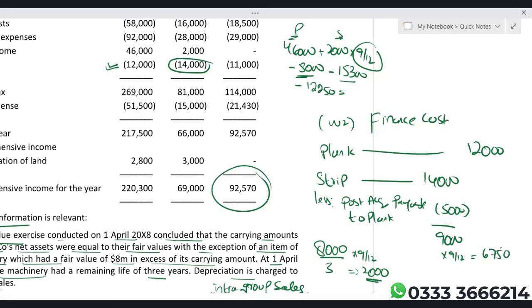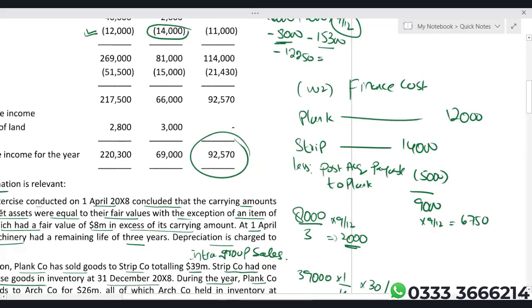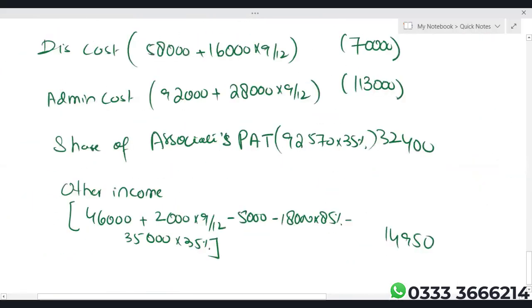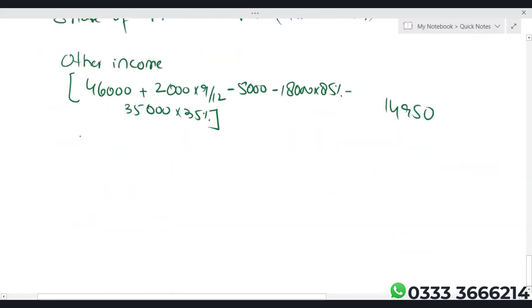So we can say that 9,000 is the amount which accrues evenly throughout the year. But out of 14,000, the 5,000 does not accrue evenly throughout the year. It has come in the post-acquisition period. So 6,750 plus 12,000, I'm getting 18,750. So basically the working for finance cost is 18,750.